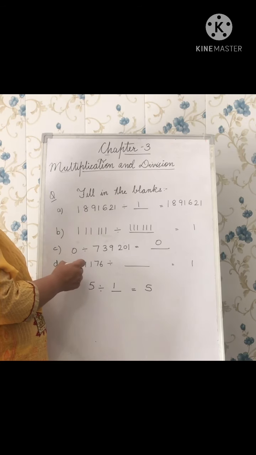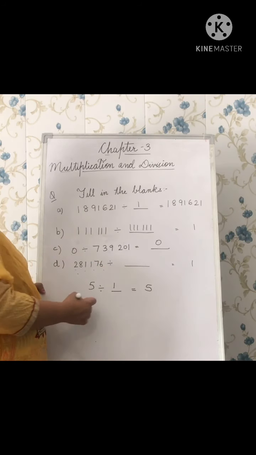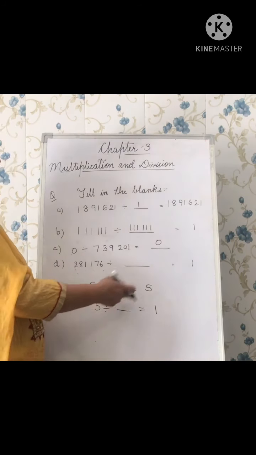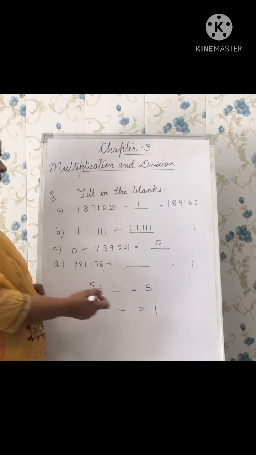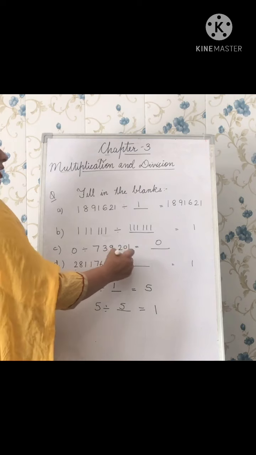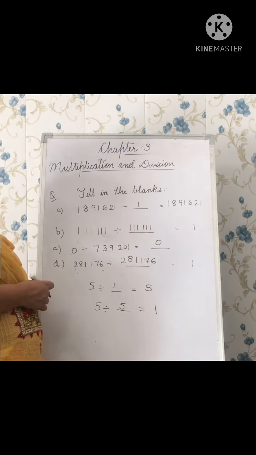Then next is 281176. Again ऐसे कौन से नंबर से डिवाइड करें कि हमारे पास 1 ही आ जाए. If I divide 5, किस नंबर से डिवाइड करूं कि मेरे पास 1 ही आ जाए. 5 को 5 से करेंगे. तो similarly this number has to be divided by itself. So the result will be 1.